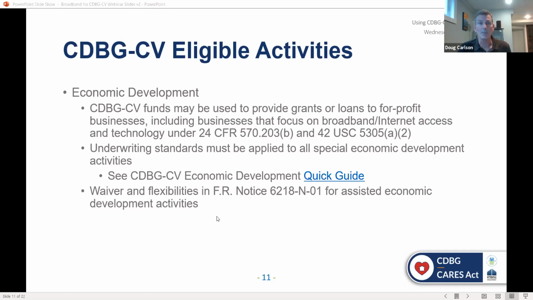One of those, for example, is that the aggregate public benefit standard is waived under CDBG-CV if it's used for economic development activities, amongst some other flexibilities that are provided in that notice. And it's important to know what those flexibilities are when you're carrying out an activity and trying to meet a national objective. And as I said, Stan will go over that a little bit later in his presentation.